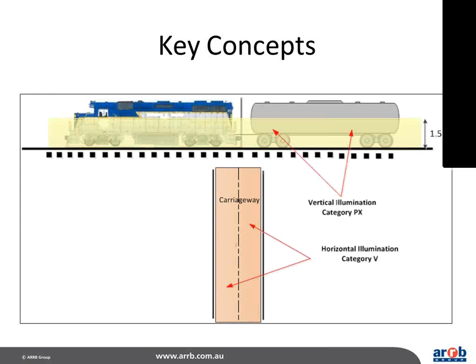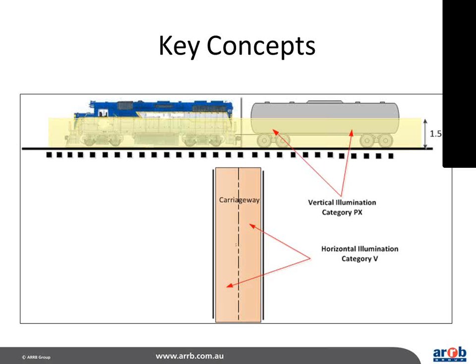So next are the key concepts. There are four main concepts in lighting railway crossings. The first is vertical illumination and horizontal illumination, and then category PX and category V lighting. What do I mean by these?